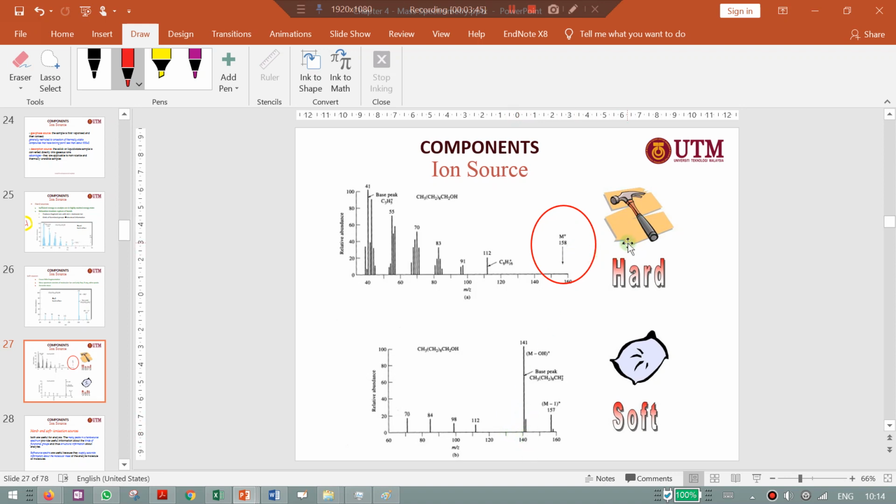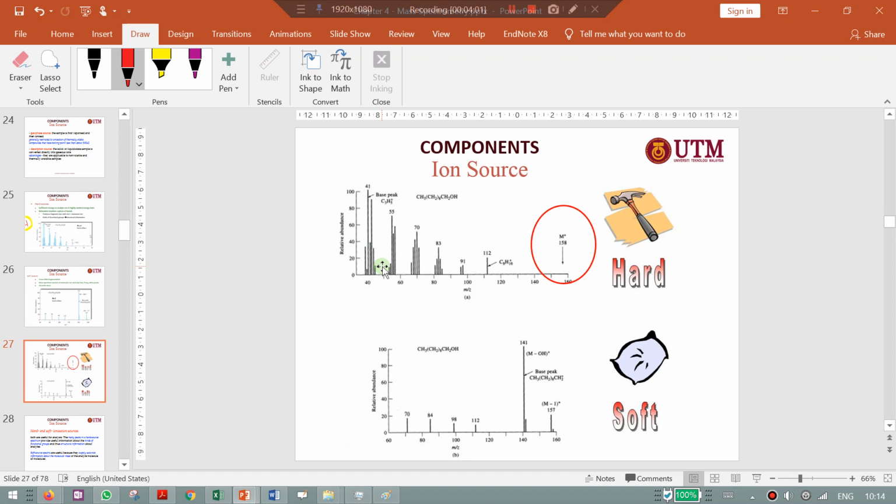But in the hard source, because we apply high energy, it tends to fragment. The base peak is usually at a very low mass-to-charge ratio. That is how we can differentiate between hard and soft.